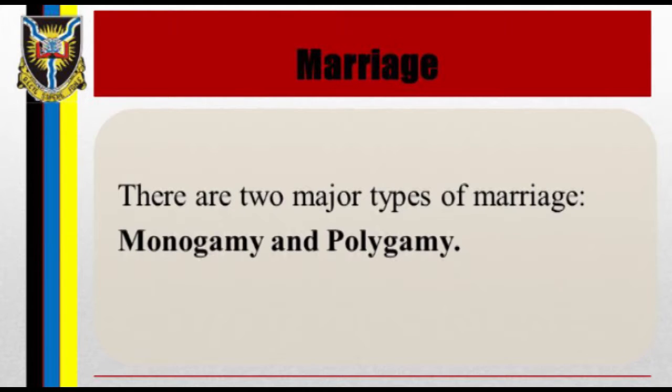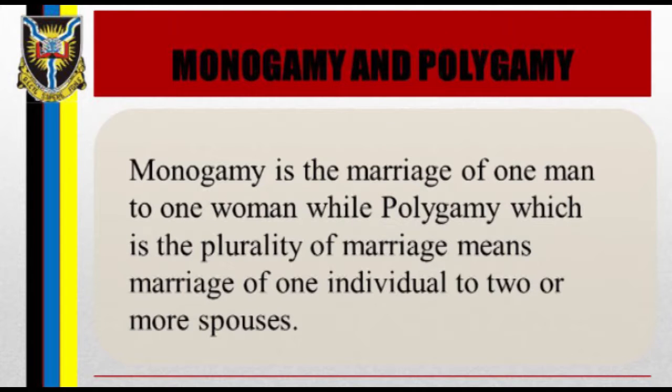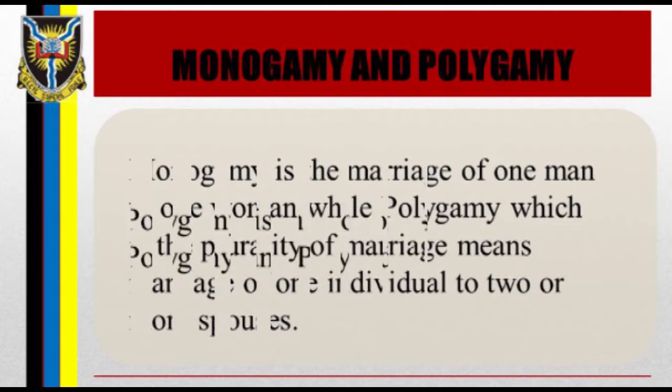of their parents' families. Essentially, there are two major types of marriage: monogamy and polygamy. Monogamy is the marriage of one man to one woman. It is statistically the most prevailing form in many societies, including polygamous societies. Polygamy means the plurality of marriage, the marriage of one individual to two or more spouses.